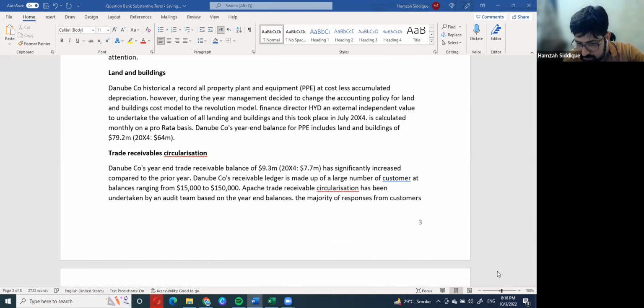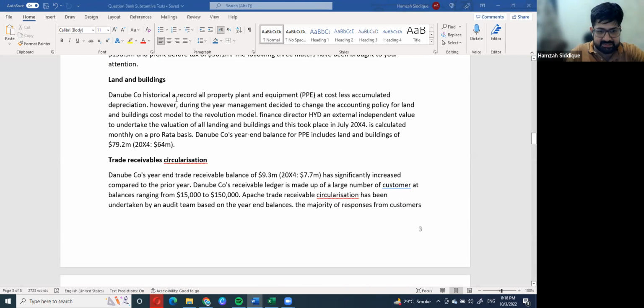Now, so the next is D company's historical. It historically recorded all property at cost less accumulated depreciation. However, during the year, management decided to change the accounting policy and went for the revaluation model. Yes. Finance director hired an external valuer to undertake the valuation of the building and this took place in July 2024. Yes.